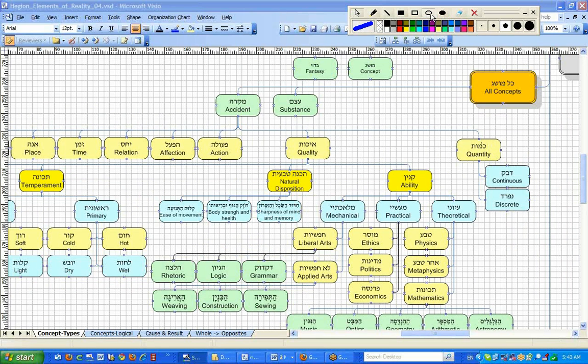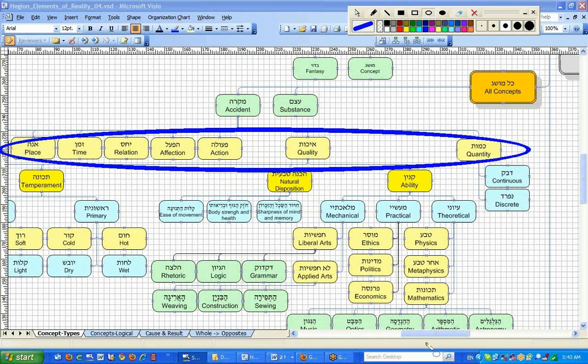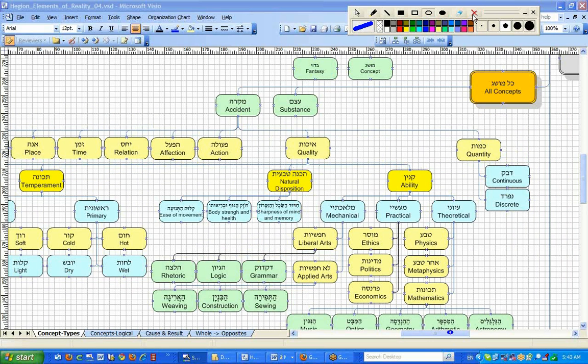Let me mark it for you. This row: quantity, quality, action, affection, relation, time, place, and what we call kinyan or acquisition. Those are going to be the subject of today's class.